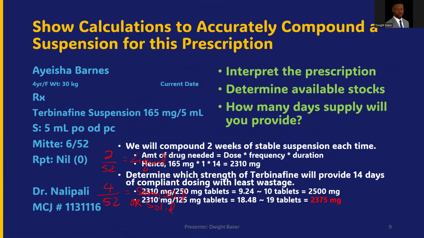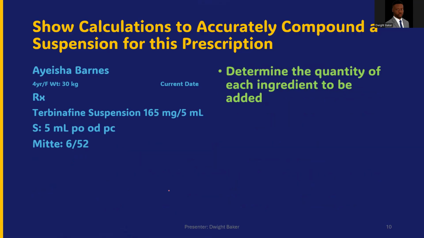Once I divide that out, I realize that it is 10 tablets for the 250, because I can't use 0.24 of a tablet, I have to round it up to 10. I realize that is taking me to 2,500. If I do 19, which is 18.48, I can do 0.48, so I round it up to 19. It's closer, 2,375 is closer to the 2,310. So this is the value with least wastage. So I'm going to be using the 125 milligram tablets.